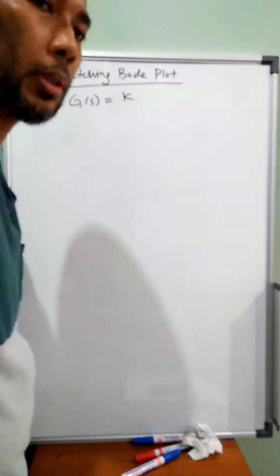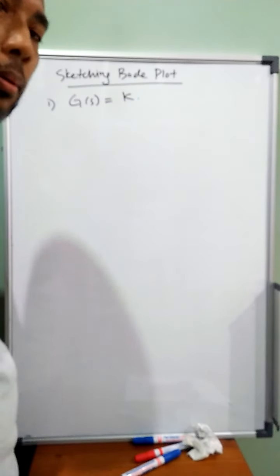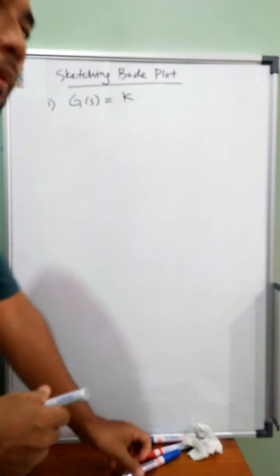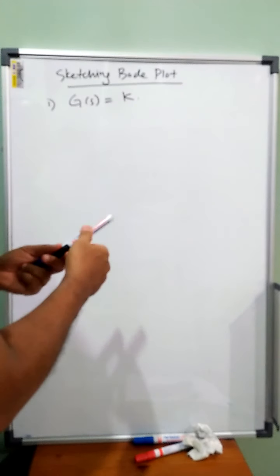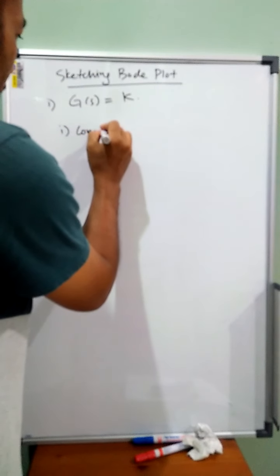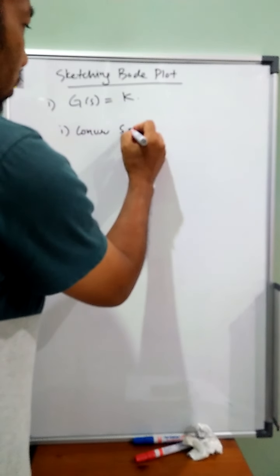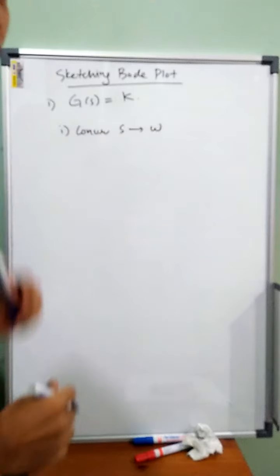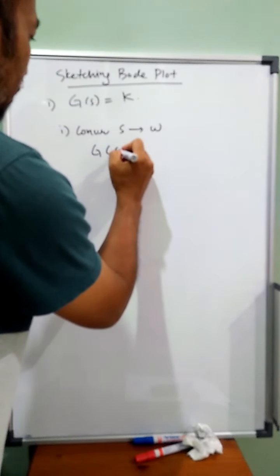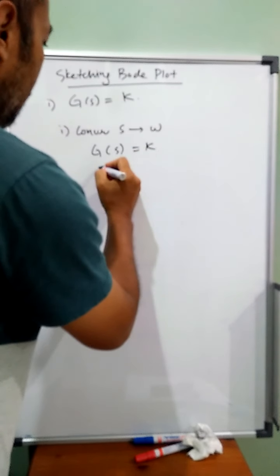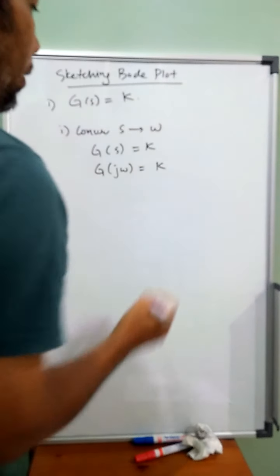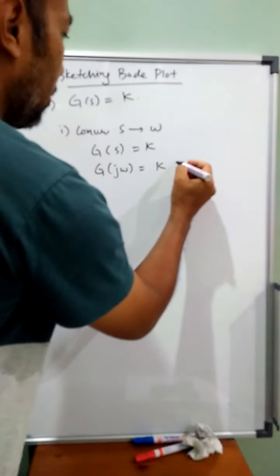Now I'm going to show how to draw a Bode plot for G(s) equal to K, constant. First, we have to convert. So we know that the first step is to convert the S domain to the frequency domain. So you get G(s) equal to K, G in the frequency domain equal to K, which is constant, K is constant.